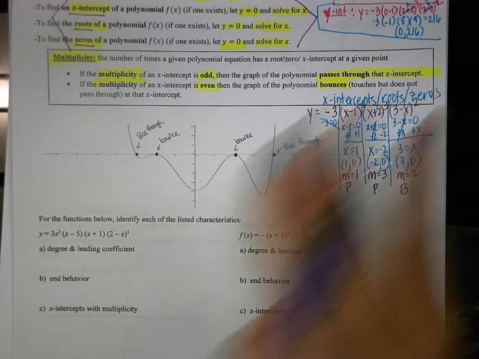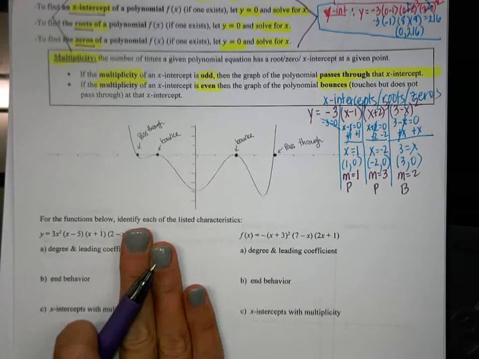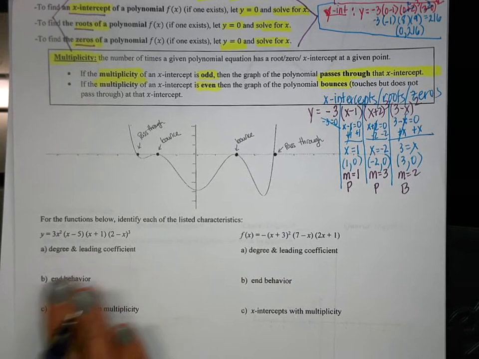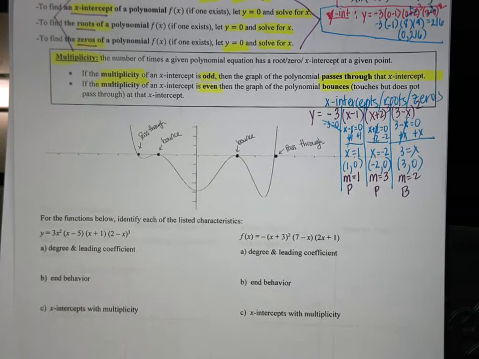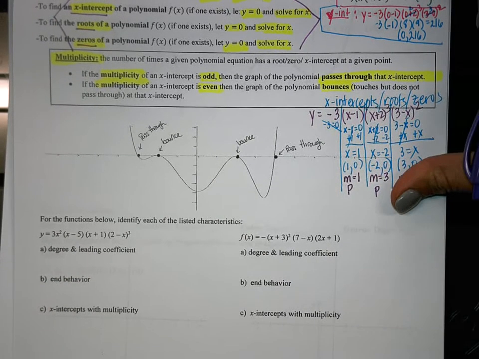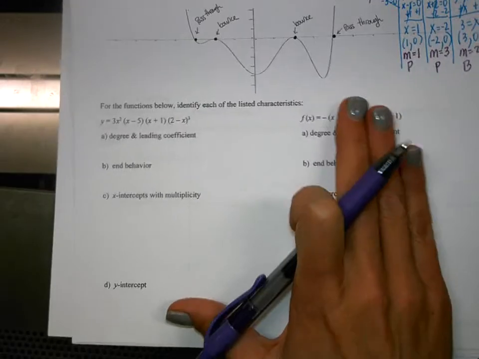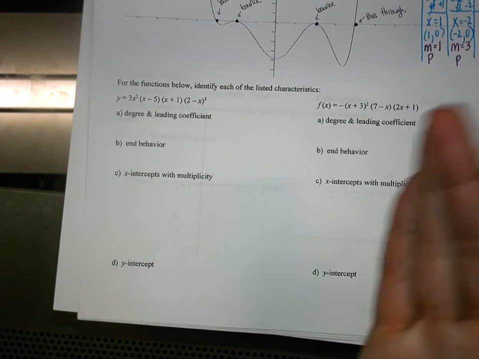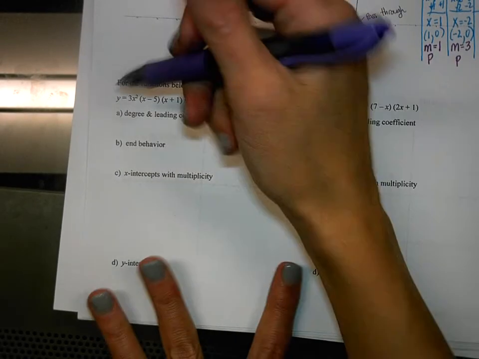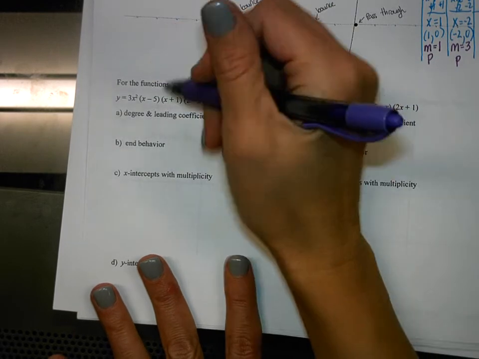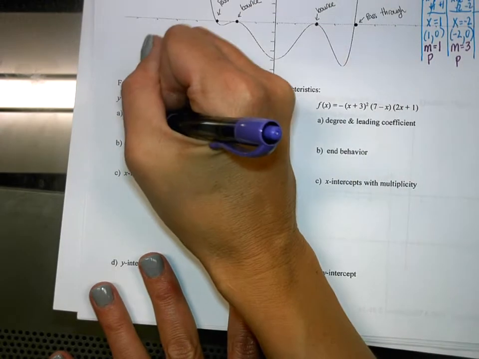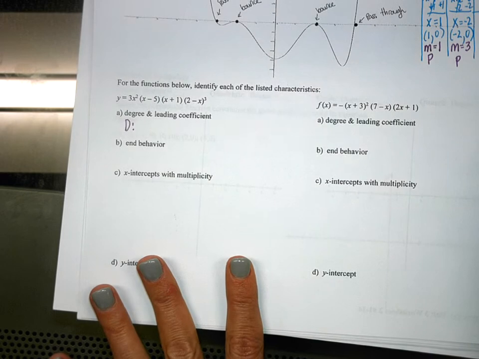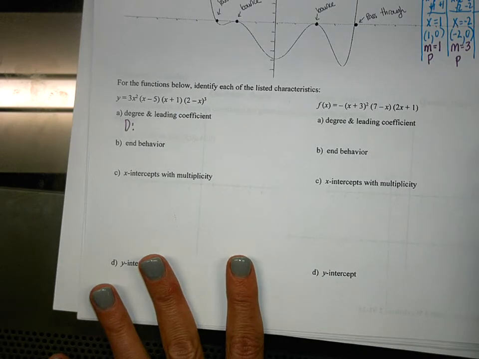Okay? So we're going to go ahead and do one of these right here, and we're going to talk about finding the degree, the leading coefficient, and do everything I just showed you on this example right here. Starting here with A, and then on the back side is where we're going to actually graph them. So, degree. What degree does this one have?